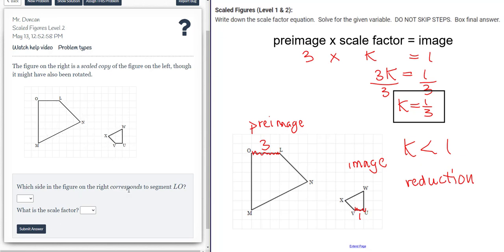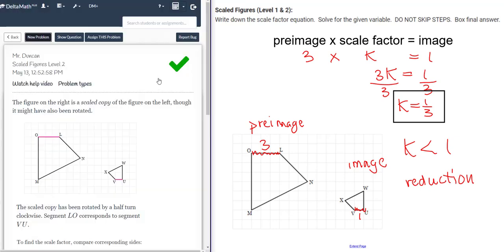Which side in the figure on the right corresponds to LO? So that's LO, and that's going to correspond to VU or UV. VU, and the scale factor we said was 1/3, which is a reduction. And there you have it.